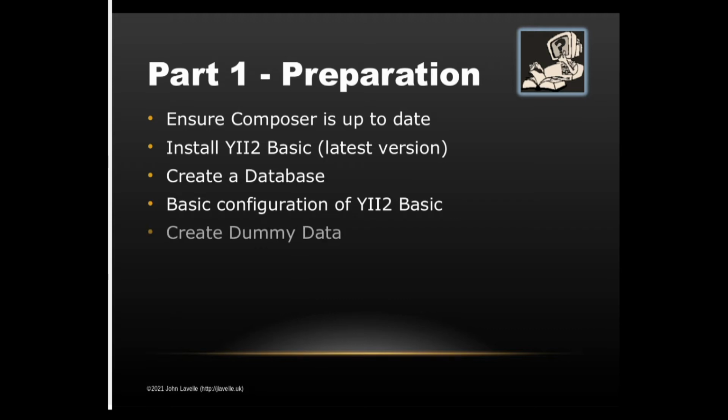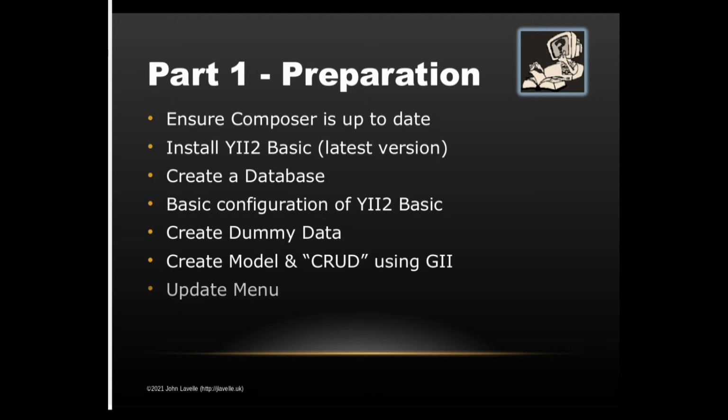Now we then need to create some dummy data. The reason for this is so that we can create a model and a CRUD, so that we can look at some of the CSS and the differences between Bootstrap 3 and Bootstrap 4. And then finally we need to update the menu, and there is one other thing that we need to do: if you are just updating an older version of Yii2, not the latest version, then you will need to write a component, and we'll do that right at the very end.